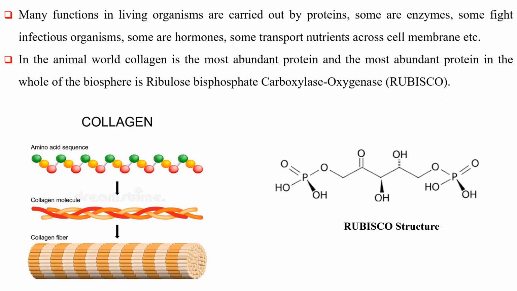Many functions in living organisms are carried out by proteins. Some are enzymes, some fight infectious organisms, some are hormones, some transport nutrients across cell membrane, etc. In the animal world, collagen is the most abundant protein, and the most abundant protein in the whole of the biosphere is ribulose bisphosphate carboxylase oxygenase or Rubisco.